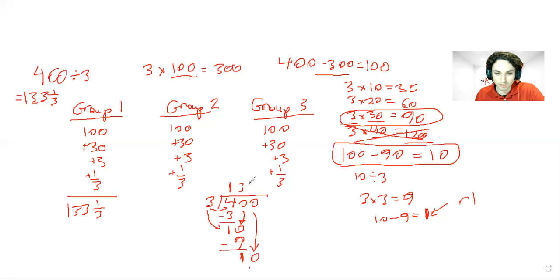And again, we know that's going to go into 10 3 times. So 3 times 3 is 9. We subtract that, and we're going to be left over with a remainder of 1. Or if we're working with fractions, we can divide that 1 by 3, and each group will get 1/3 then.